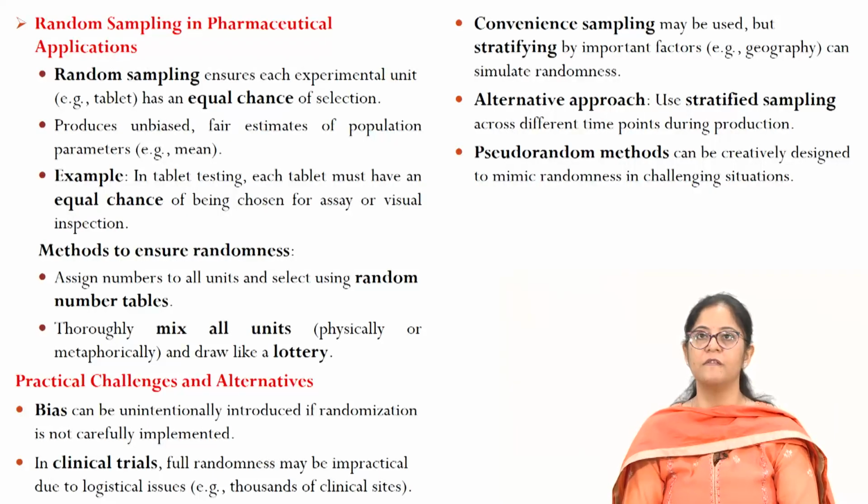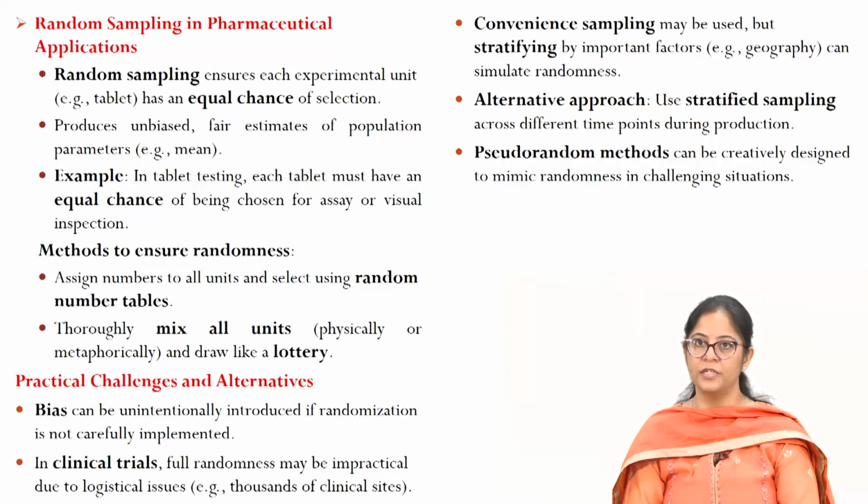So, random sampling is generally used in pharmaceuticals. Each experimental unit has an equal chance of selection. This produces unbiased, fair estimates of population parameters. In tablet sampling, each tablet must have an equal chance of being chosen for assay and visual inspection. The methods used to ensure randomness are: numbers are assigned to all the units and they are selected using random number tables, or thoroughly mixing all the units physically or metaphorically and then drawing like a lottery.